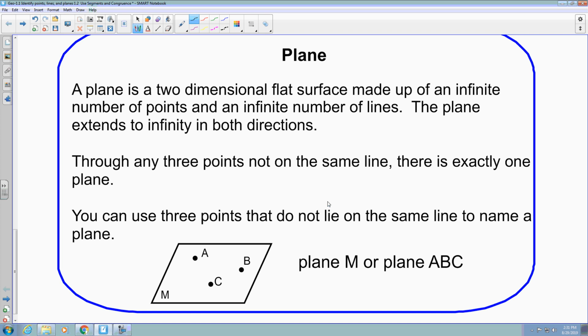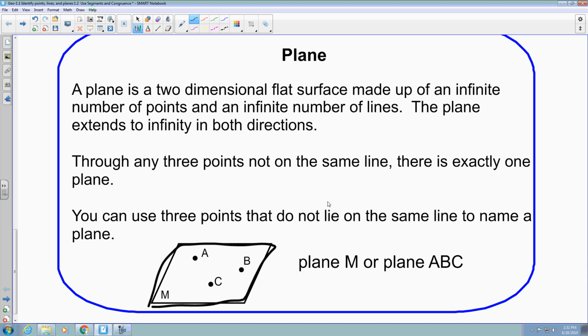A plane is a two-dimensional flat surface made up of an infinite number of points and an infinite number of lines. The plane extends to infinity in both directions. When you illustrate a plane, it is usually represented as a parallelogram like we have right here. Any 3 points not on the same line determine exactly one plane, so you can use 3 points that do not lie on the same line to name a plane.